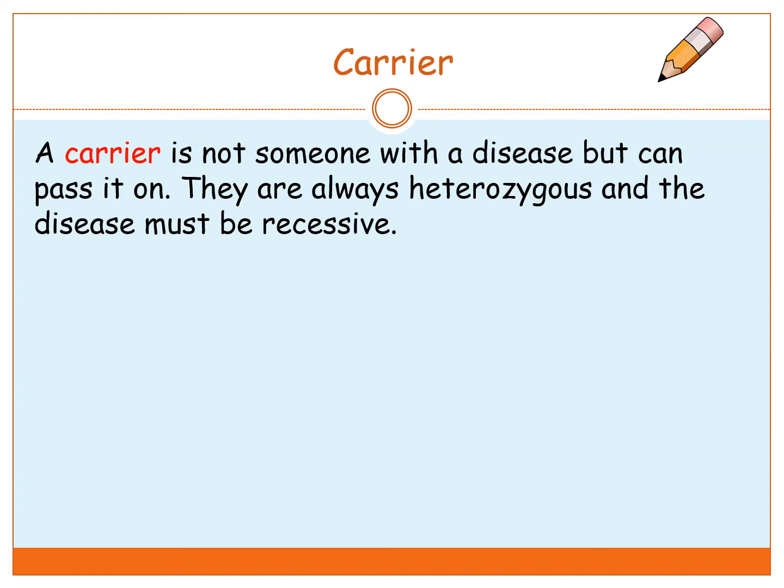Also, you need to know what the term carrier means. A carrier is not someone with a disease, but can pass the disease on. So they are always heterozygous, and the disease must be recessive. They themselves do not have the disease, but they carry it, so their child can end up having the disease. So now let's look at some examples of Punnett squares.